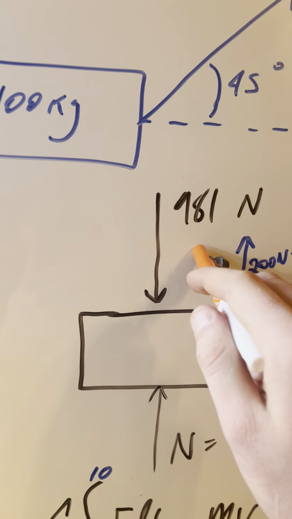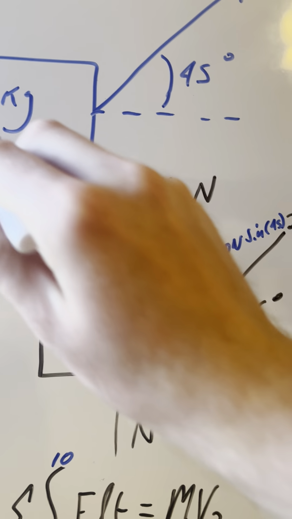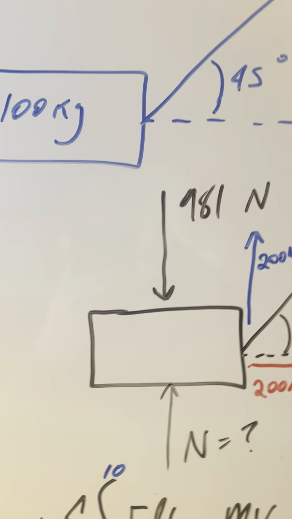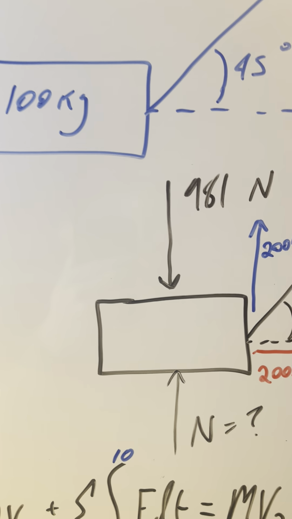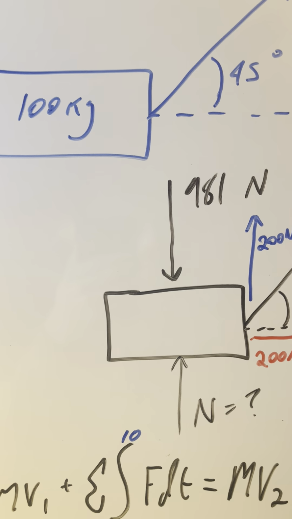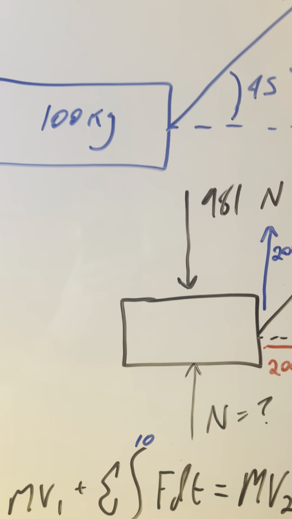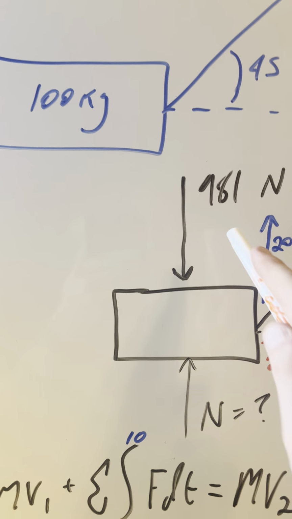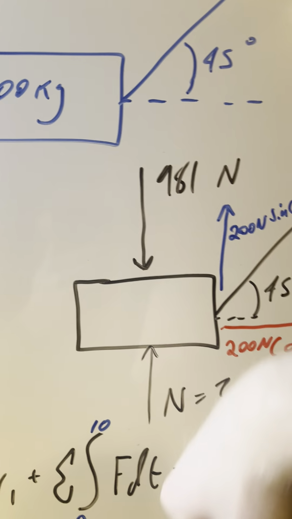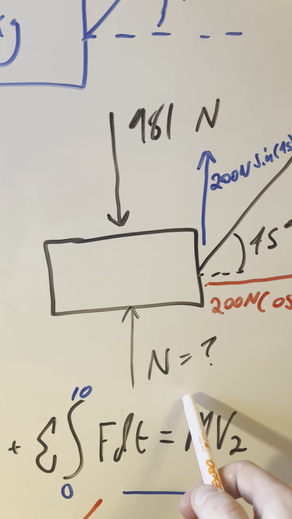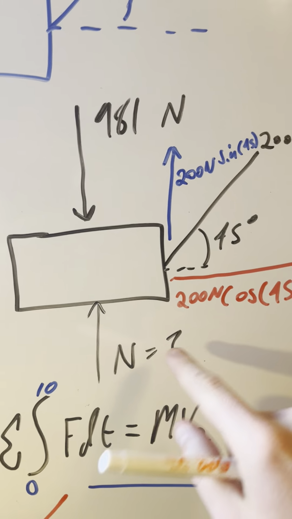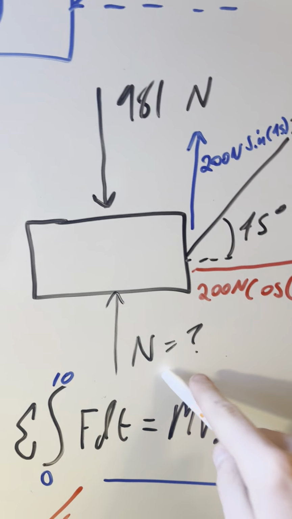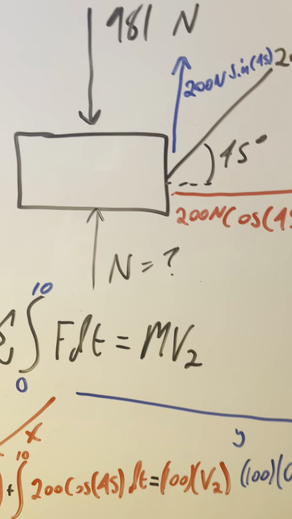So this is our force down from our mass. So weight is mass times gravity. So I just multiplied 100 by 9.81. So that's straight down, and the normal we didn't have, which we now do have. But the normal was going up.